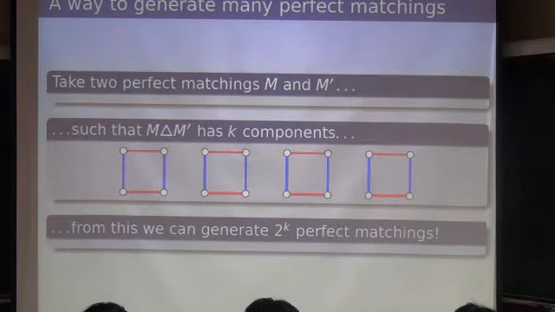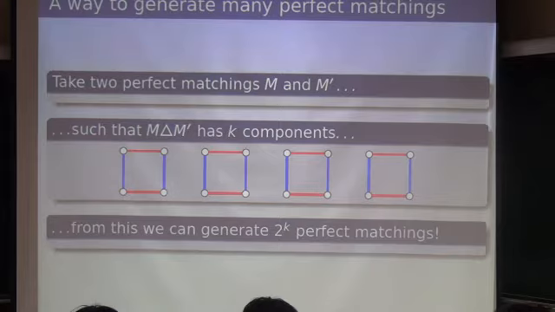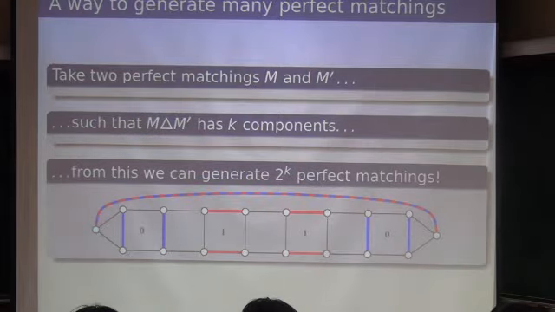Because if we look at the symmetric difference, we can just choose any subset of these cycles. And if we want to construct a perfect matching, we just take either the red or the blue. And so if we have k components in the symmetric difference, we have k cycles that we can choose from, red or blue, and so we get 2 to the k perfect matchings, just generated from these 2 original perfect matchings that have a nice symmetric difference.